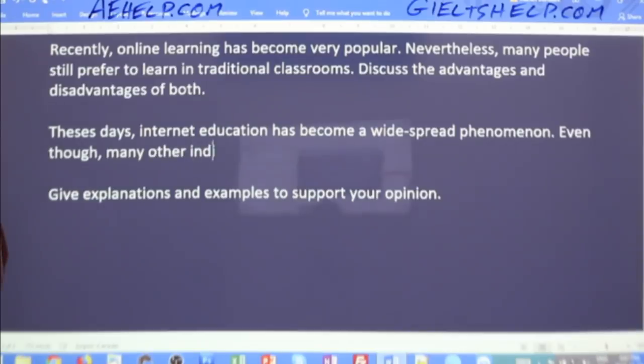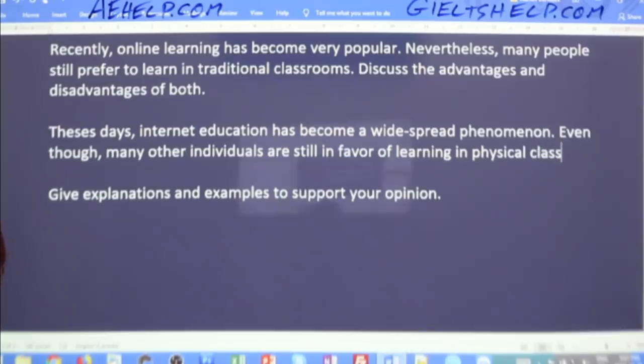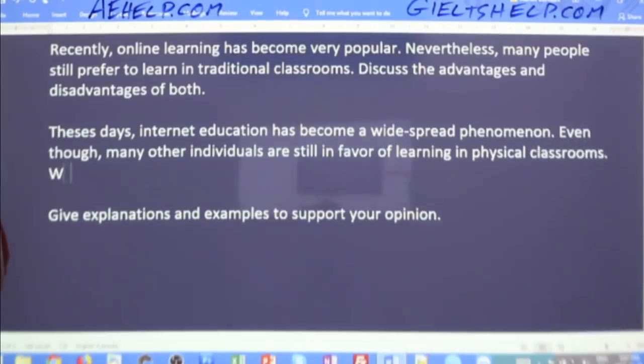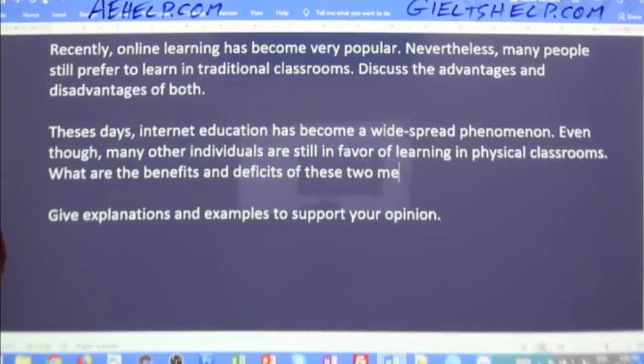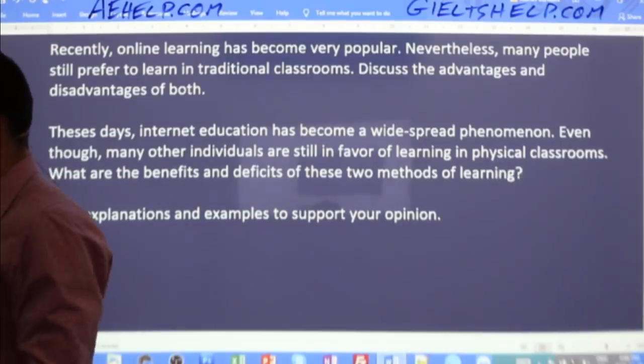So, continuing with the paraphrase here: nevertheless, even though, or on the other hand, many other individuals are still in favor of learning in physical classrooms. What are the benefits and deficits of these two methods of learning? Okay. So that's my paraphrase.